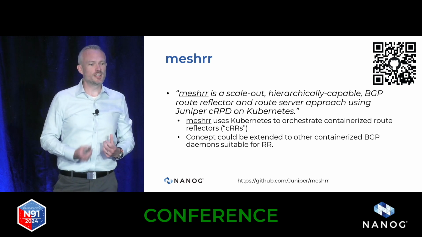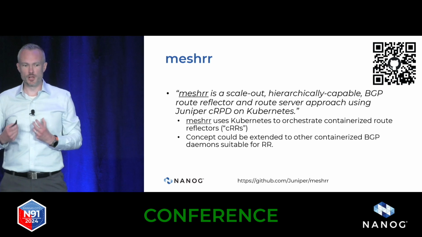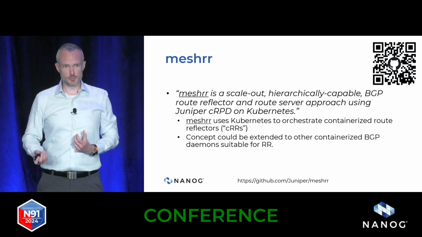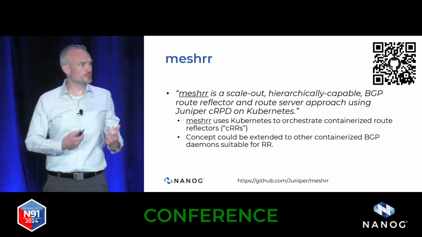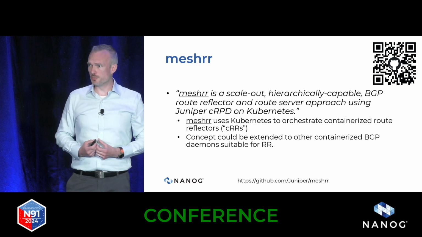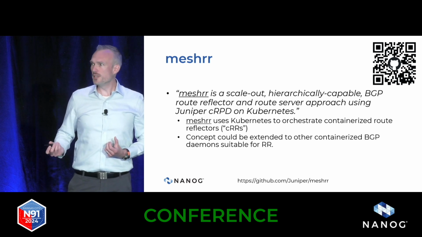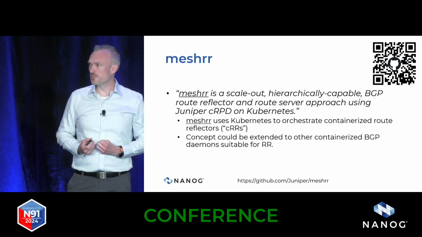So meshrr is a scale-out, hierarchically capable BGP route reflector approach using Juniper cRPD on Kubernetes. And we use Kubernetes to orchestrate these CRRs. And it's important to note that the concept, while built on Juniper's cRPD, could be extended to other route reflector or BGP routing daemons capable of that.